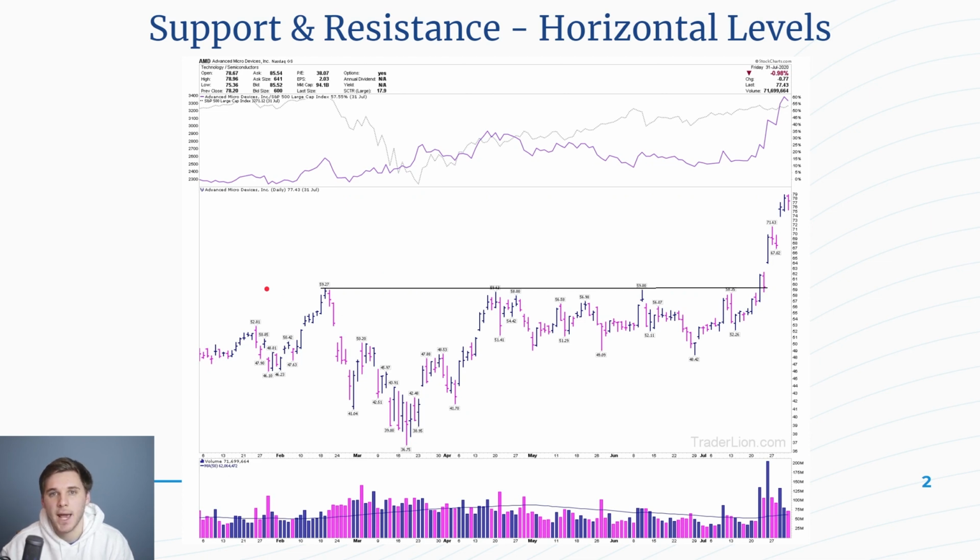And this can happen on any time frame. This can be a daily time frame or a 5-minute time frame, but obviously the higher time frames are going to have more significant levels of resistance. Here we've got AMD, which moved up, hit around 60 a few times before finally breaking through that resistance and moving up on a strong breakout.